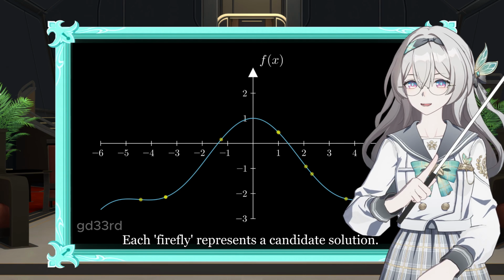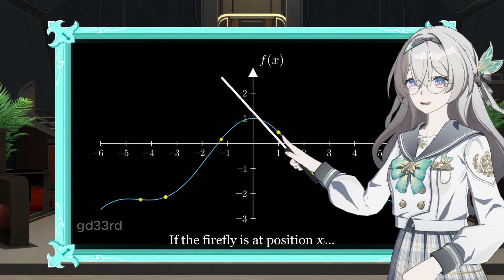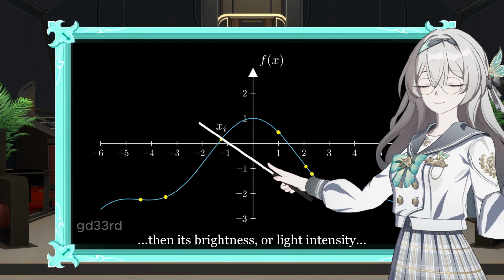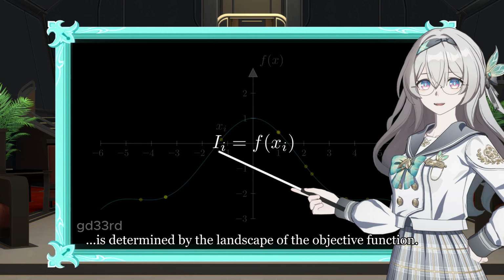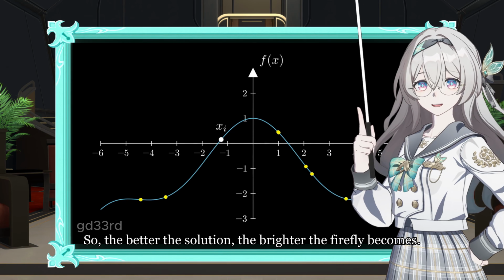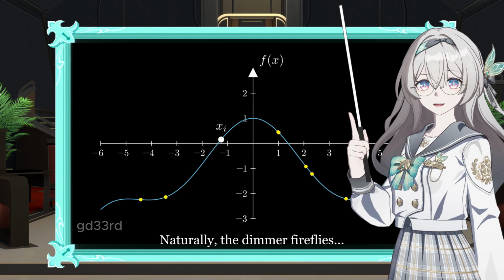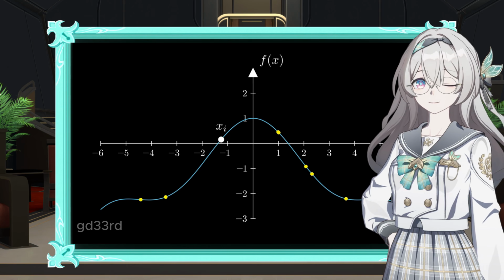Each firefly represents a candidate solution. If the firefly is at position x_i, then its brightness, or light intensity, denoted by I, is determined by the landscape of the objective function. So, the better the solution, the brighter the firefly becomes. Naturally, the dimmer fireflies begin moving toward the brighter ones.